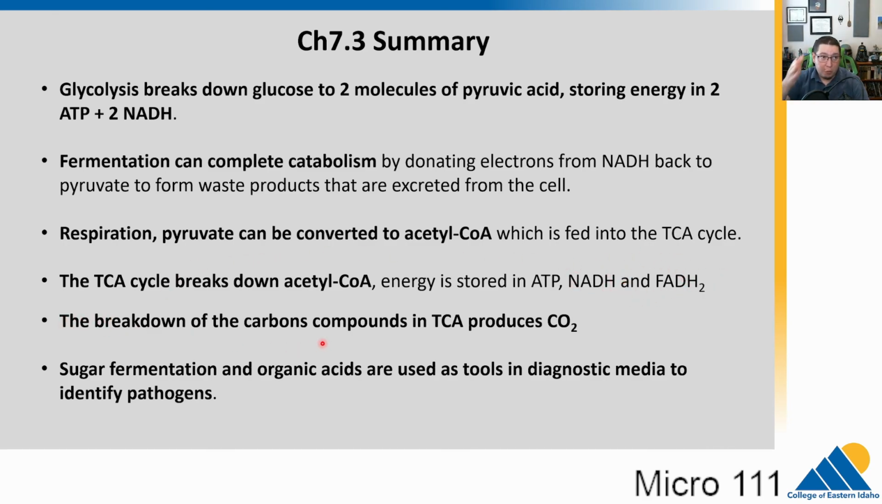In the process, because we're chopping carbons off, CO2 is made. So that's why a byproduct of our respiration is CO2. These fermentation pathways are very critical to identifying specific microbes, and doing lots of different tests will tell us quite precisely what species the microbe is. Okay, that's it for 7.3.